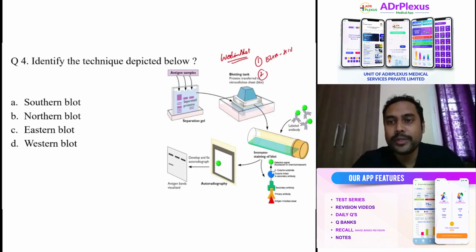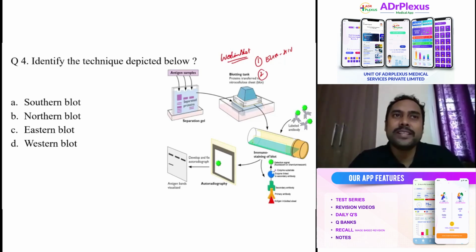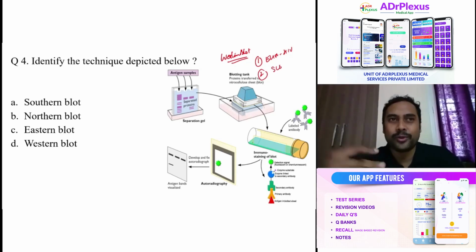And point number 2 is we evaluate antibodies. We do western blot to evaluate antibodies for diseases like SLE. You all know, no? Anti-lupus antibodies, anti-Ro, anti-La, anti-nuclear antibodies. All these things we do. We take this western blot technique to evaluate those antibodies. So that is the answer I have given here.